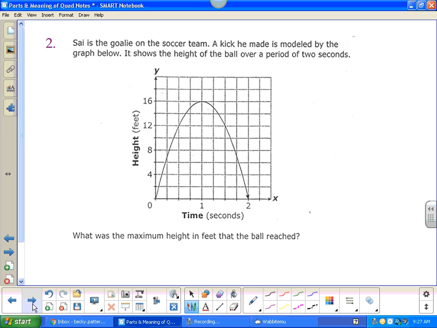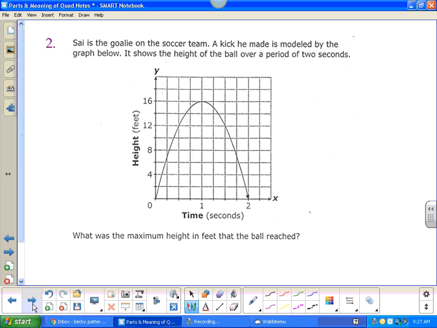Say is the goalie on the soccer team. A kick he has made is modeled by the graph below, and it shows the height of the ball over a period of 2 seconds. So you can tell when you kick the ball, it goes up, and then it comes back down. At 2 seconds, it's hit the ground.